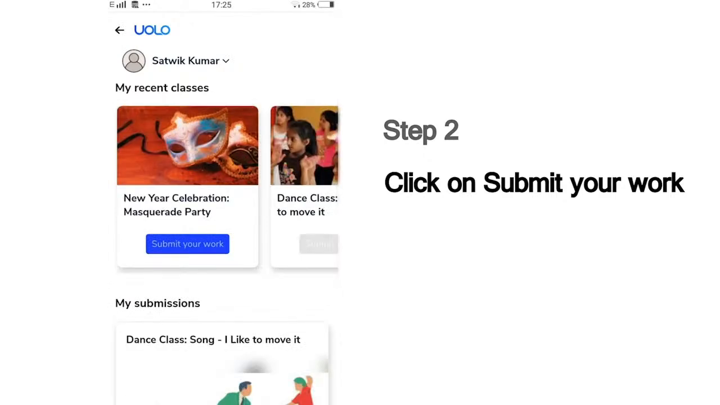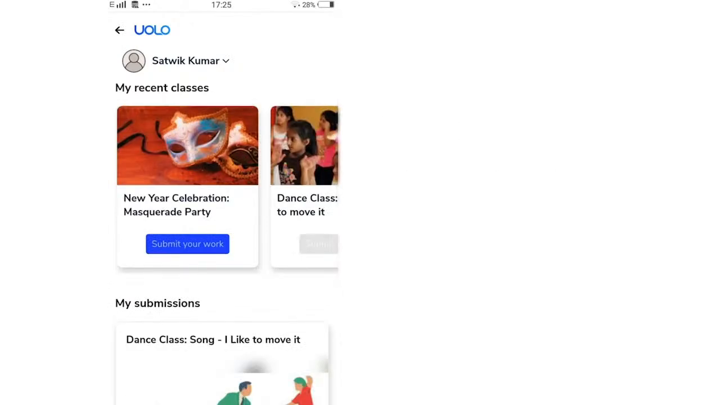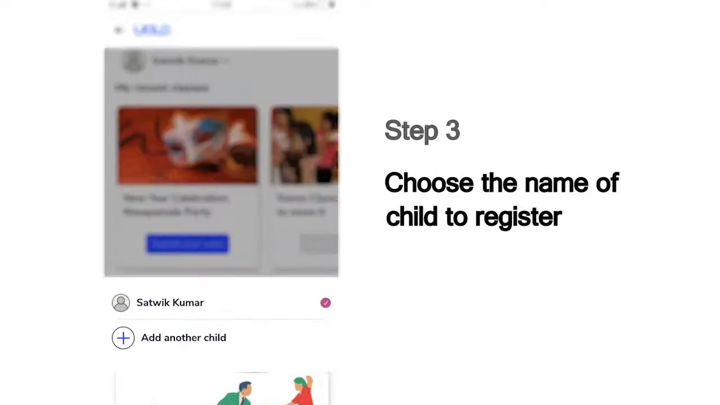And then you will see a list of the classes that you've last attended, which could, for example, show the dance or craft or science experiment classes you've attended recently. Next, it will show you the list of children whose names are registered in this mobile number. Choose your name from this list to submit your work. For instance, if you are Satvik Kumar, choose that name.